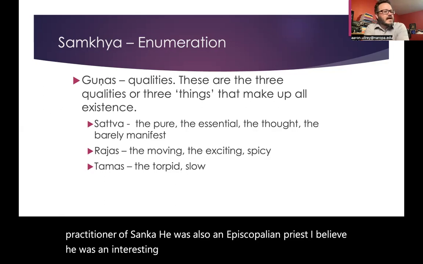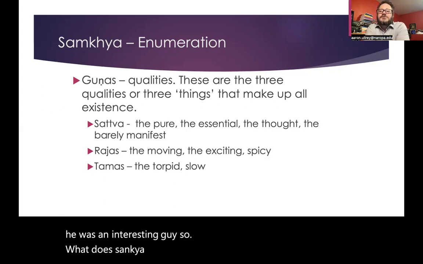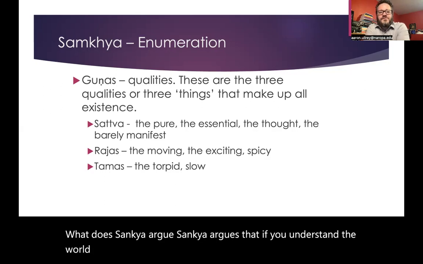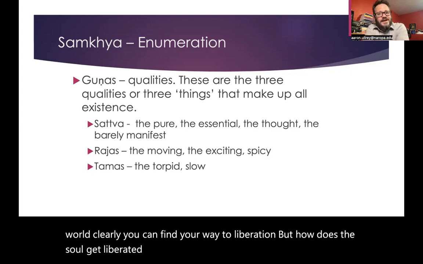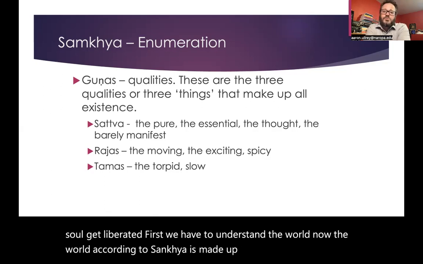So what does Samkhya argue? Samkhya argues that if you understand the world clearly, you can find your way to liberation. But how does the soul get liberated? Well, first, we have to understand the world. Now, the world, according to Samkhya, is made up of three things, three qualities called gunas.